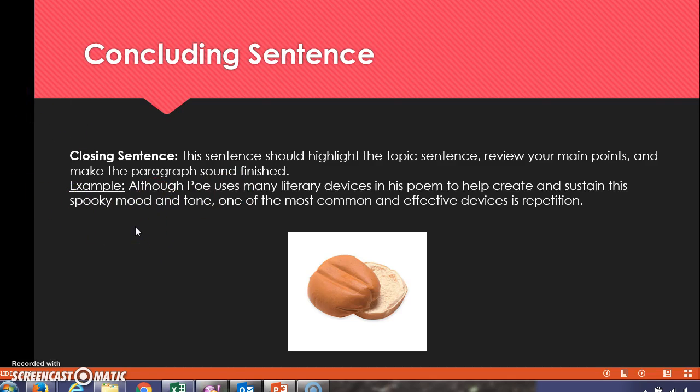Although Poe uses many literary devices in his poem to help create and sustain the spooky mood and tone, one of the most common and effective devices is repetition. So here they restate their main ideas from the topic sentence, they kind of summarize in one sentence the main ideas of their paragraph, and they bring it to a close.